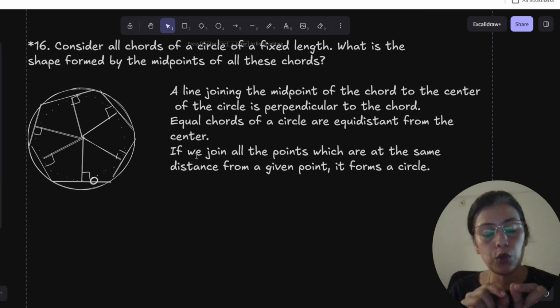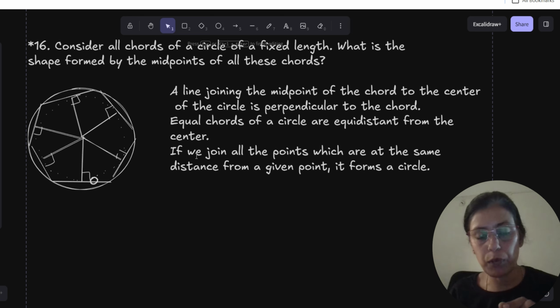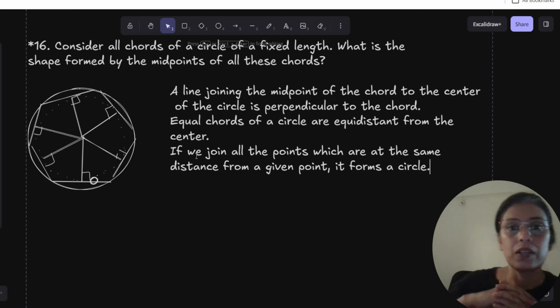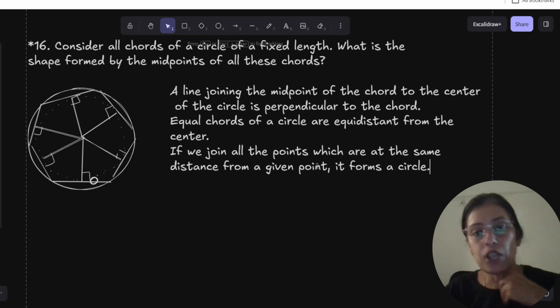And then we took the center and we joined all these midpoints which are at equal distance from the center. What will it form? It will form a circle, right? So this is the shape. So if we join all the points which are at the same distance from a given point, it forms a circle.